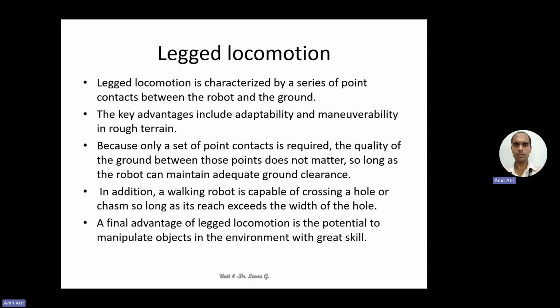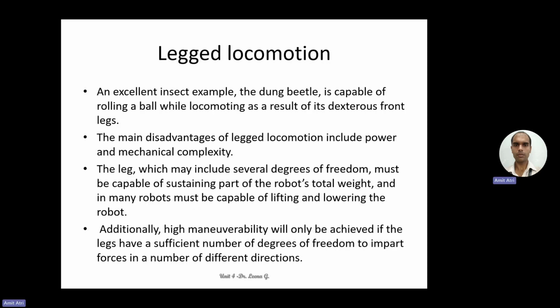A final advantage of leg locomotion is the potential to manipulate objects in the environment with great skill. So these are the advantages we have discussed for leg locomotion robots. An excellent example is the insect, the dung beetle. It is capable of rolling a ball while locomoting as a result of its dexterous front legs. This is something related to the biological counterpart of a leg robot.